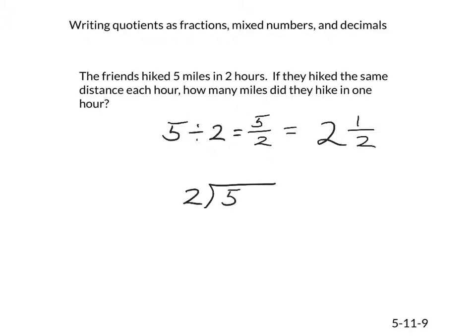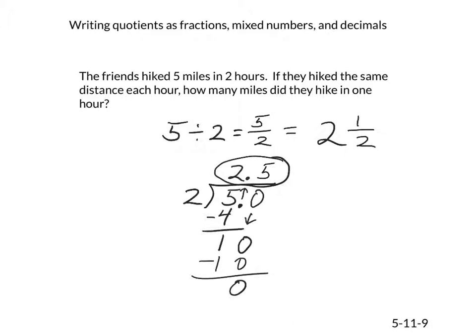2 goes into 5 2 times. 2 times 2 is 4. 5 minus 4 is 1. We add a decimal point, which we have to remember to put up here also. Add our 0 and bring down. 10 divided by 2 is 5. 5 times 2 is 10. 10 minus 10 is 0. So our answer in decimal form is 2.5.